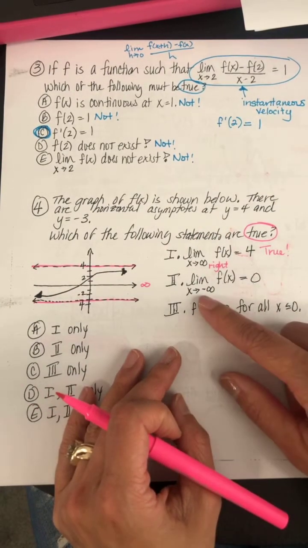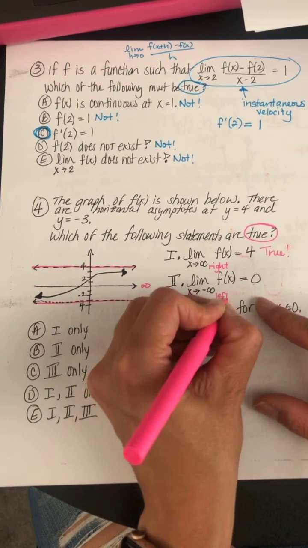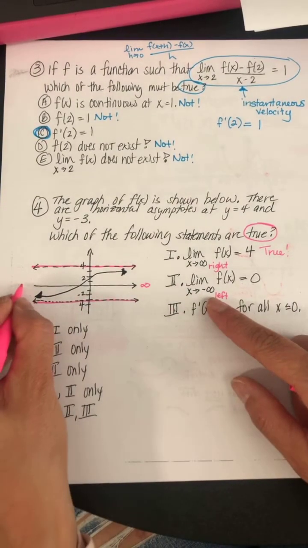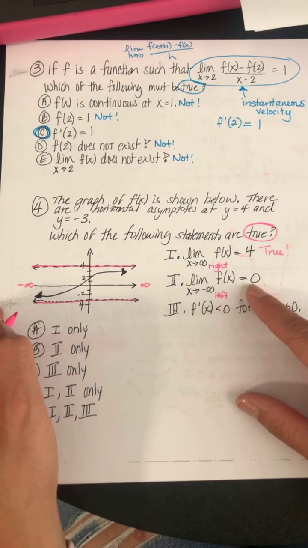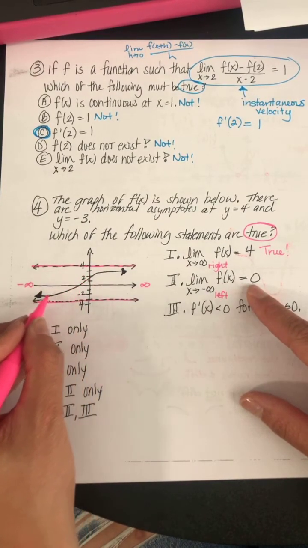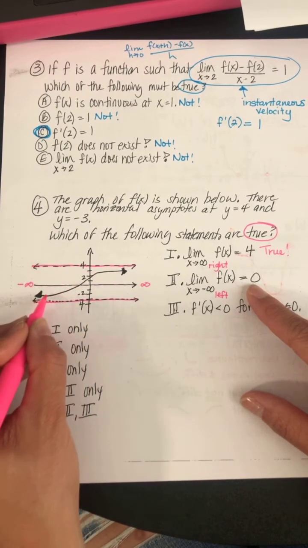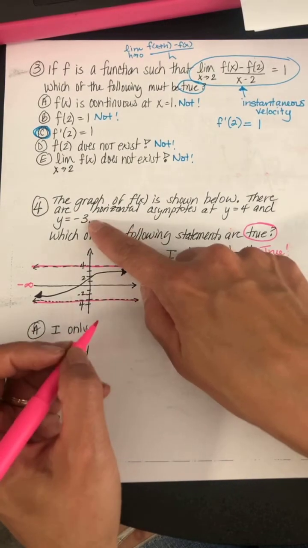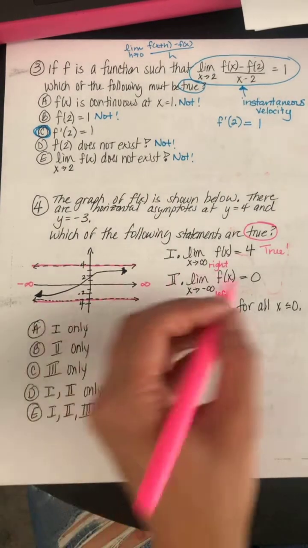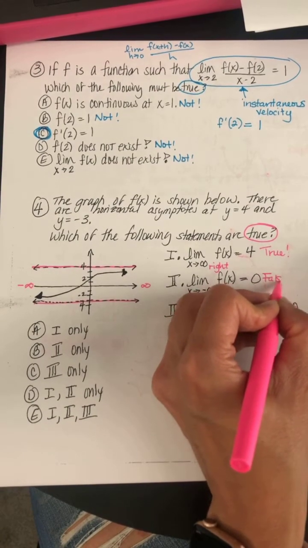Okay. The limit as x approaches -infinity, this means we're going to the left. So going this way on the x, f of x equals 0. Well, as we're approaching -infinity, 0, it would have stopped up here, but it's not. It went down to this horizontal asymptote, which we know is at -3. So this is not true. So this is false.